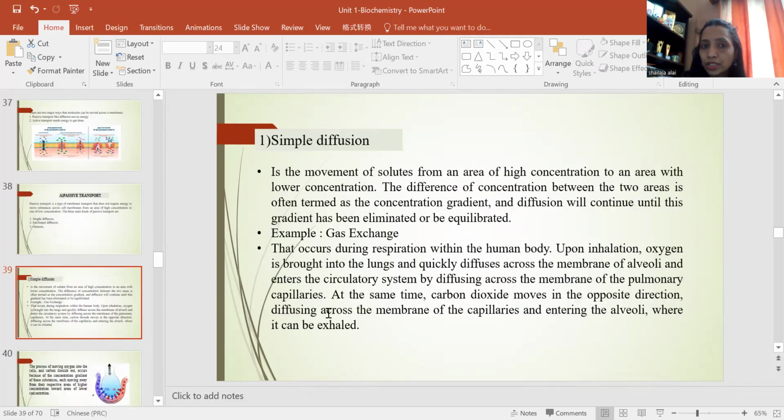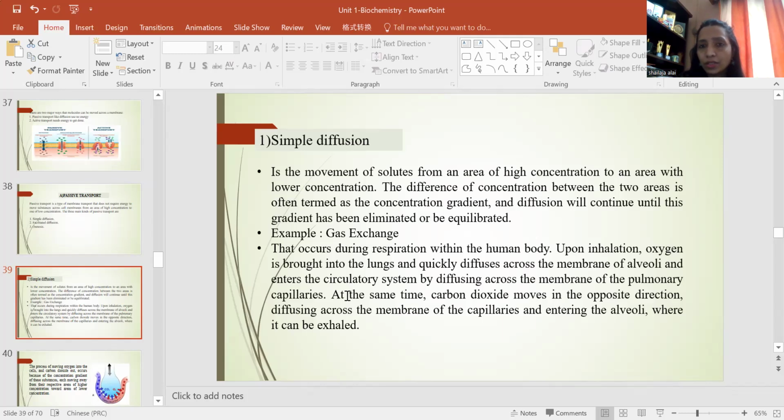Simple diffusion is the movement of a solute from an area of higher concentration to lower concentration. You can see the gaseous exchange. If there is a higher concentration of gas on one side of the cell membrane, and inside the cell the concentration of the gas is lower, then it will simply move inside through simple diffusion, and it occurs due to respiration in the human body, right?